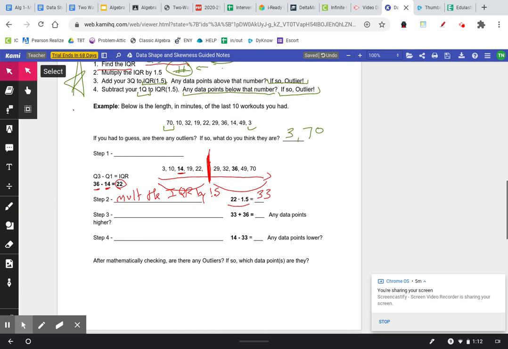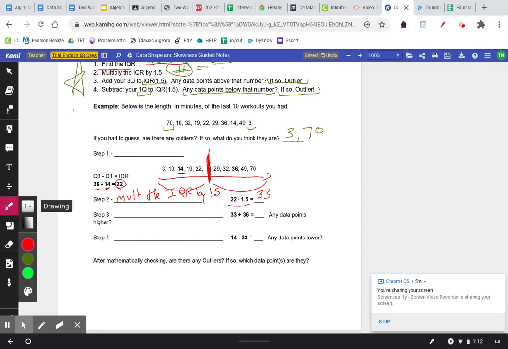So the next thing we're going to do is take that 33 and add it to our upper quartile. So we have 33 and we're going to add it to 36. Well, 33 plus 36 is 69. Now we're trying to figure out, are there any data points higher? Go back and look at these 10 pieces of information. Is there anything higher than 69? We're going to notice that 70 is. 70 is higher, so we can already claim that 70 is a true mathematical outlier. I'm going to star that so we don't forget.